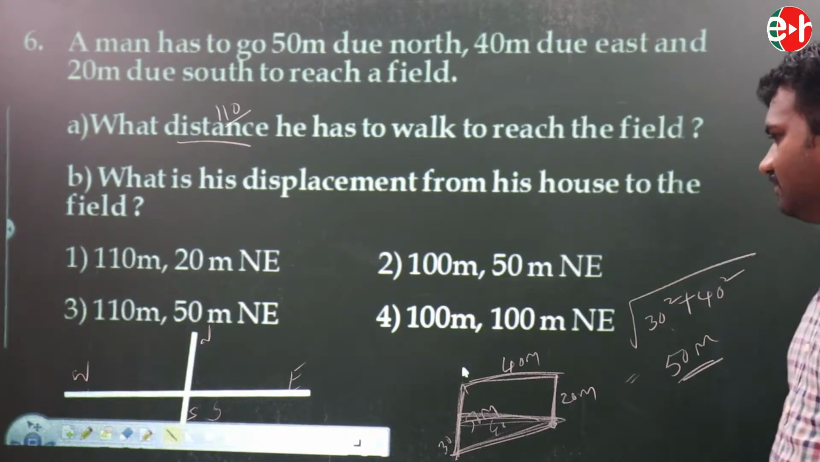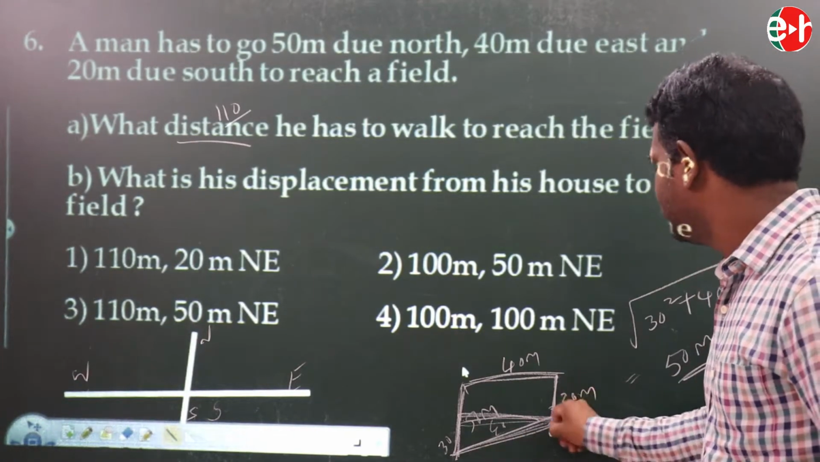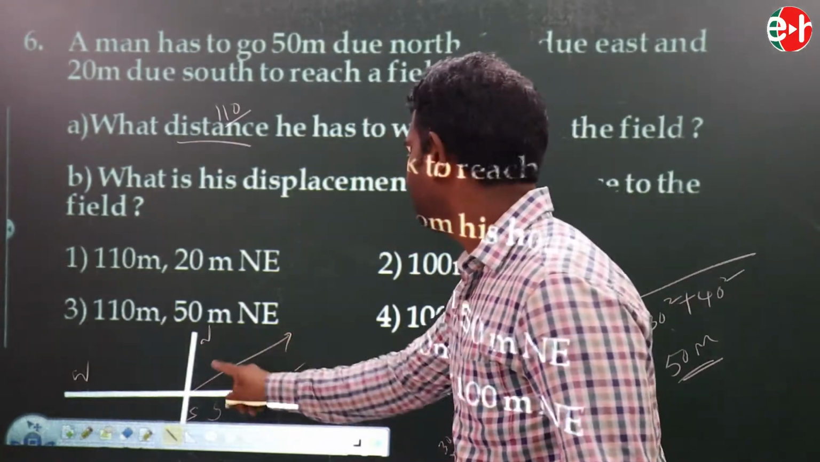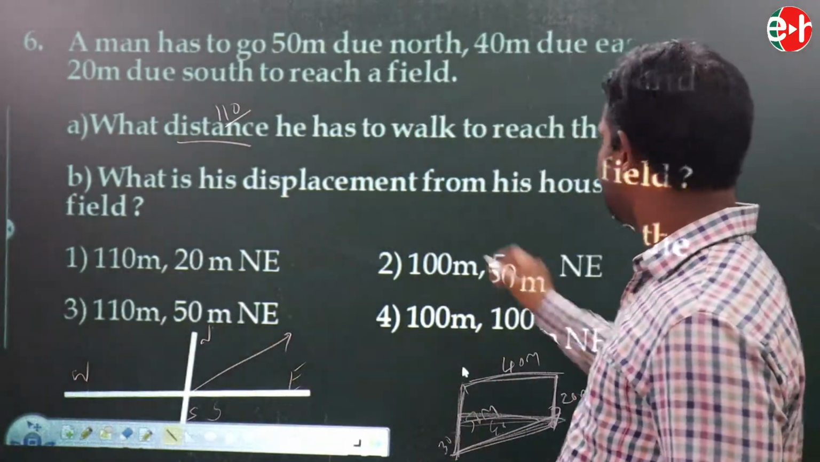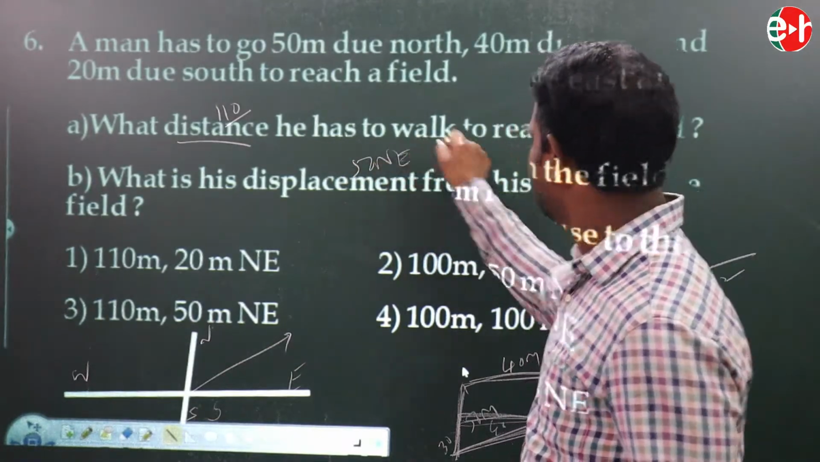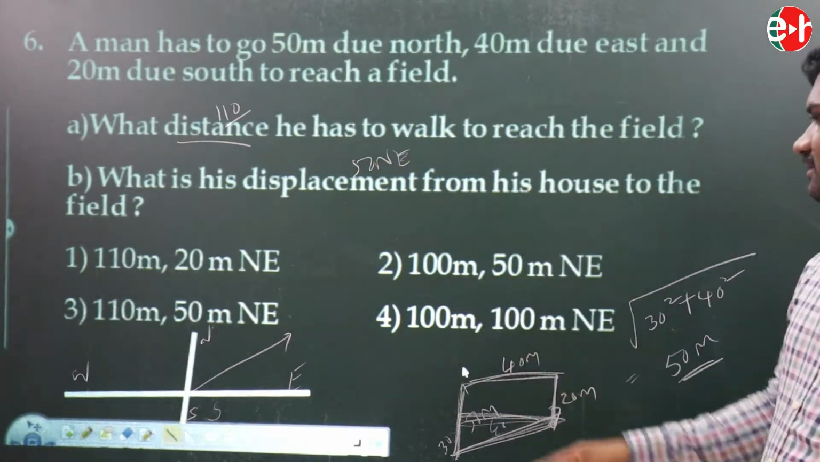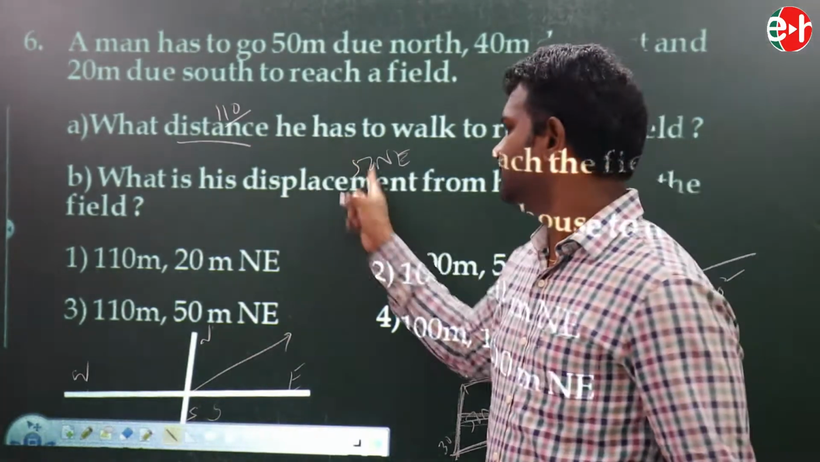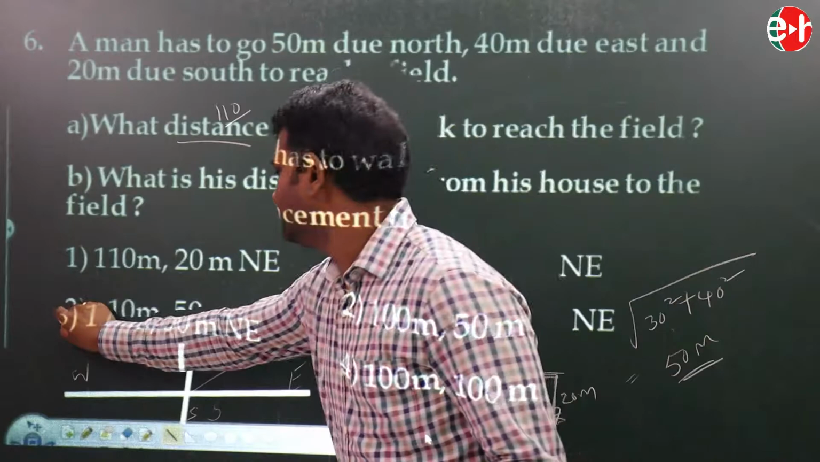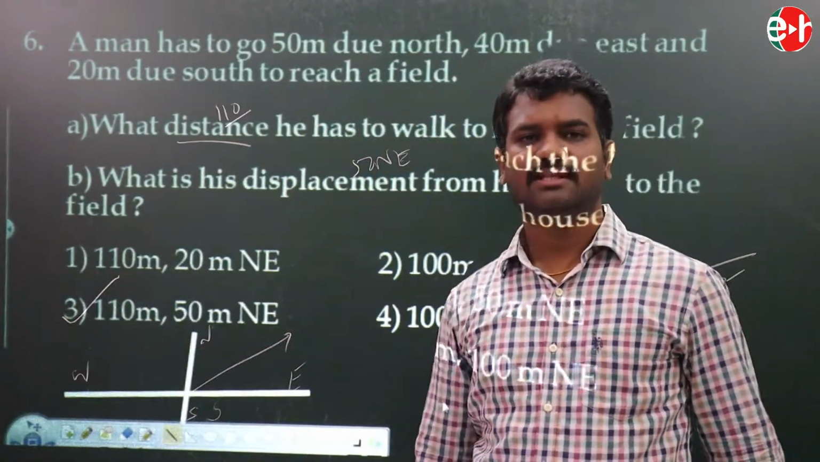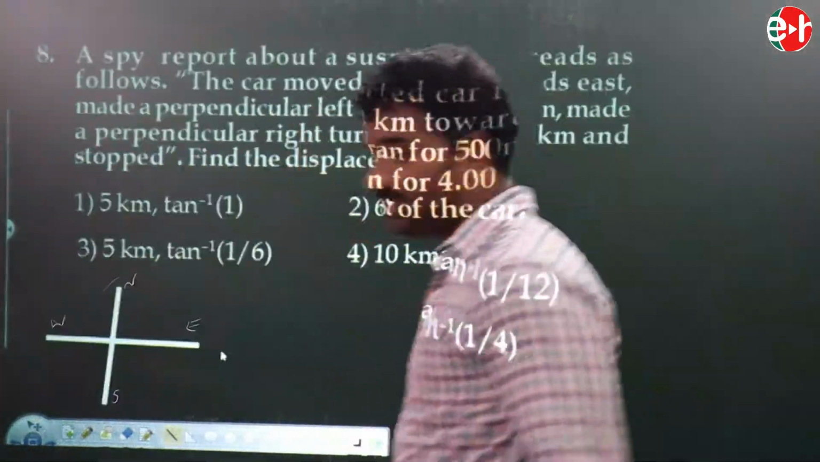So which direction? Like this. So northeast. So displacement is 50 meters northeast. So which answer? Distance 110, displacement 50. So these are the right answers. Is it clear?